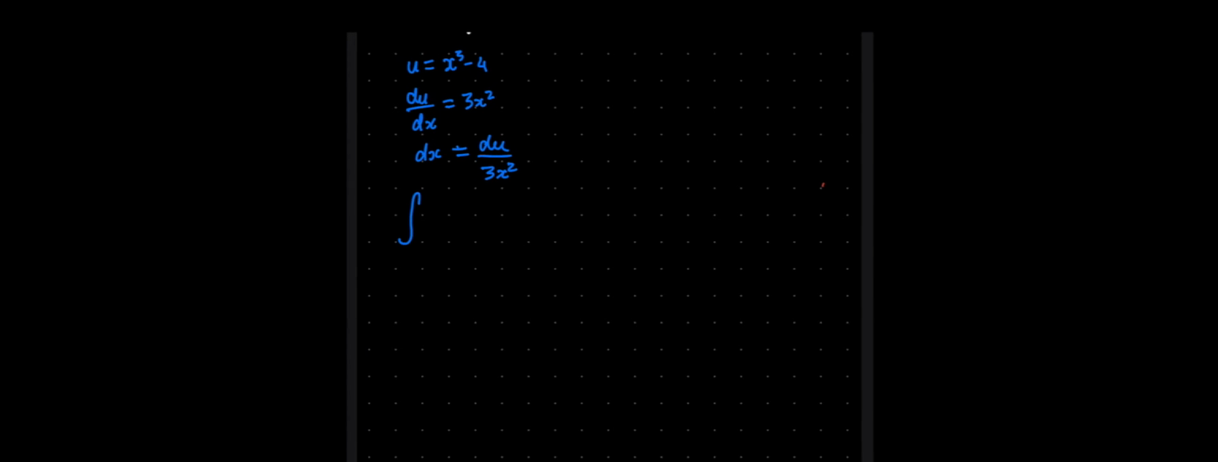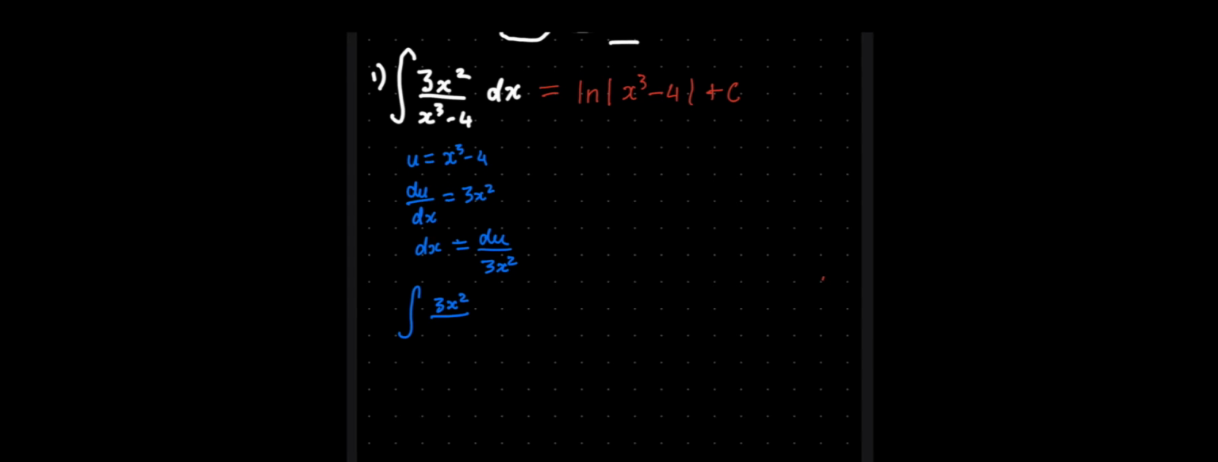Now we can substitute this back into the original equation. We would get integral of 3x squared by, and since x cubed minus 4 is equal to u, we could just write u here, into du by 3x squared. So we can cancel this and we get 1 by u du. So the fact that there are no more x terms left in this equation shows us that our substitution process was correct.